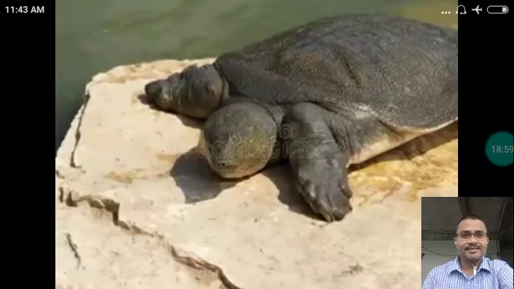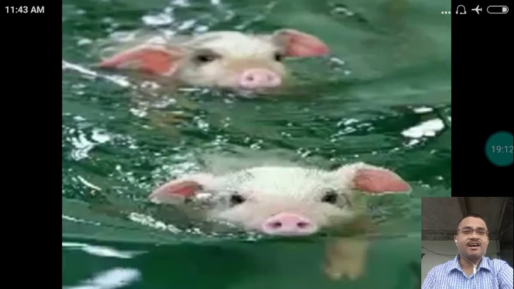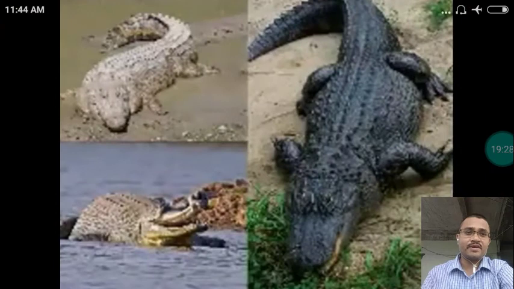Here, the tortoise. Here, one kind of bear. They are able to move inside water. Here, varaha, or the pigs, that are able to move in water with the help of their legs. They swim in water. This is hippo. It is kulachara also, but it belongs to another group of animals. They also, this is alligator, having their limbs to swim over water.